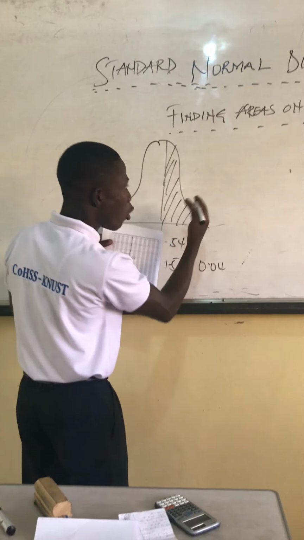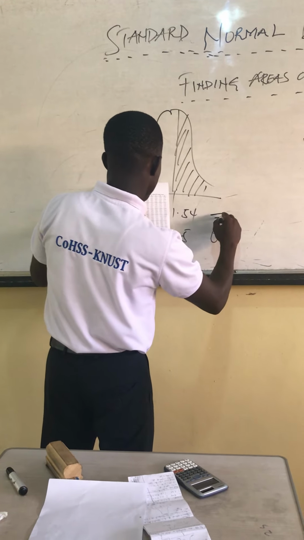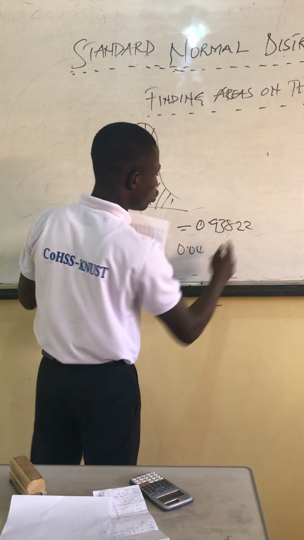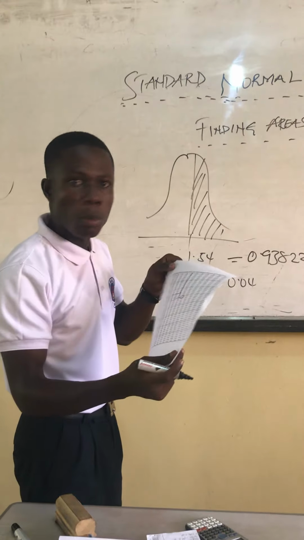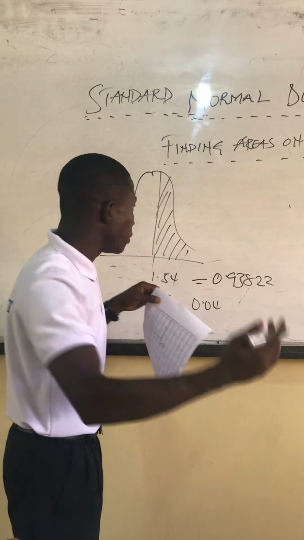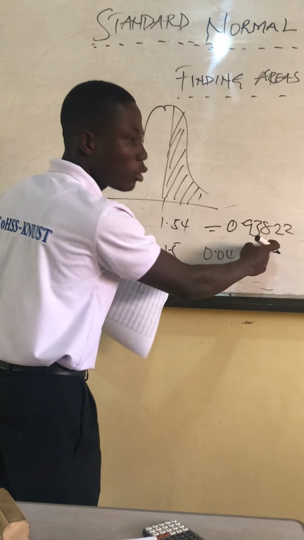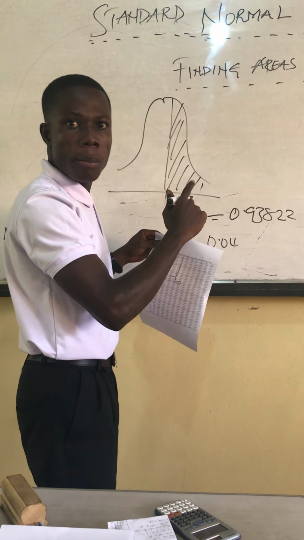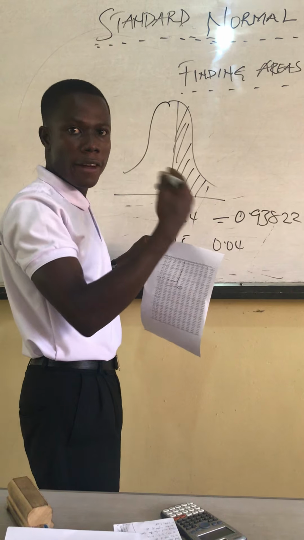So this one, because it is on the right of z, the answer is 0.93822. And because we are using the table and it's on the right of z because they've shaded the right side, this is not our final answer. We have to subtract this one from 1 before we can get our final answer.